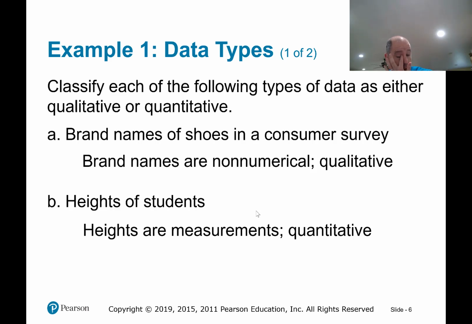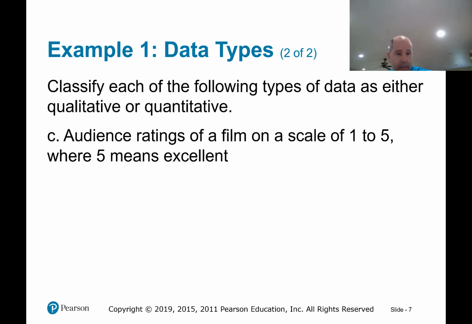Okay, so far so good, right? Now let's see. C is audience ratings of a film on a scale of 1 to 5, where 5 means excellent. Now you got to be careful with this one because you may be tempted to say, oh, this is numerical, so it's quantitative. But it's not. This is qualitative because the numbers really don't mean anything other than like a scale, like a rating scale in this case. So it's a scale from 1 to 5.